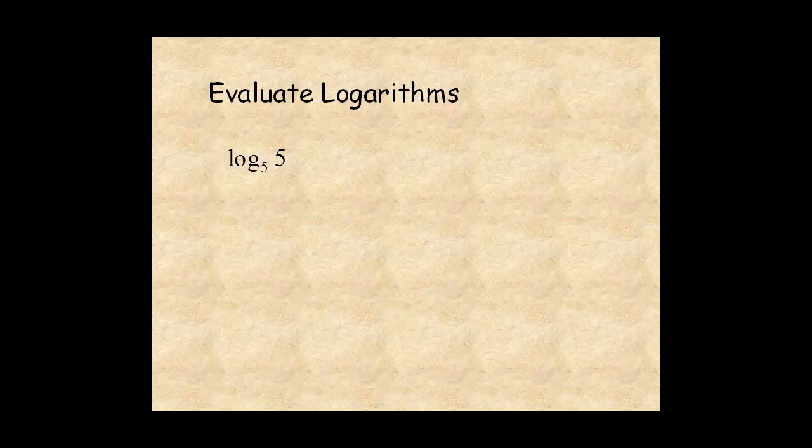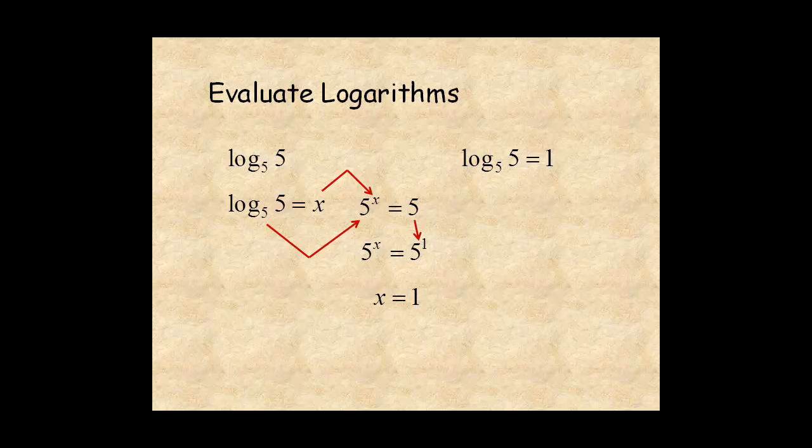For log base 5 of 5, set the log equal to x. Then write the exponential form 5 to the x equals 5, and ask yourself, 5 to what power is equal to 5? You can see that 5 equals 5 to the 1, and the exponent, or log, is equal to 1. So the answer is log base 5 of 5 is equal to 1 because 5 to the 1 equals 5. Remember to write a because statement.